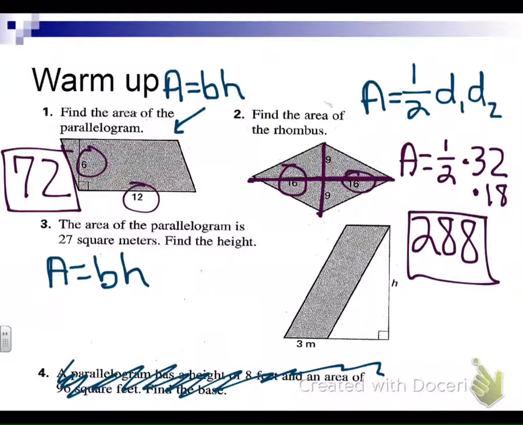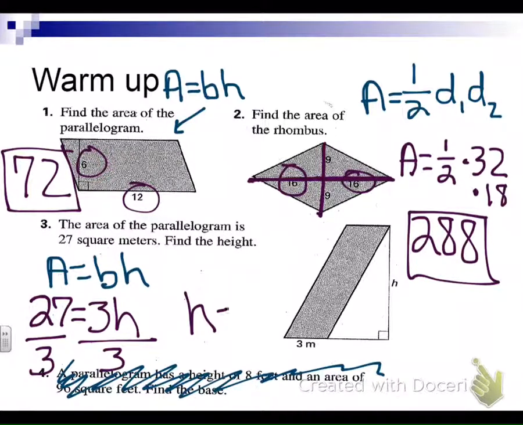Okay, the next one: the area of a parallelogram is 27 square meters. So the area is 27, and we need to find the height. So what would my equation look like? 27 equals 3h, good. So then I just divide both sides by 3. So my height is going to be, what's 27 divided by 3? 9 what? Just meters, since we're finding the height. Good thought, though. 9 meters.